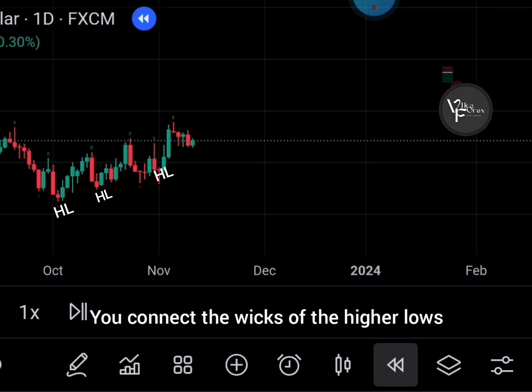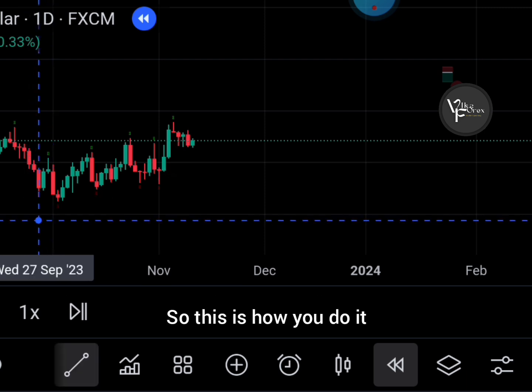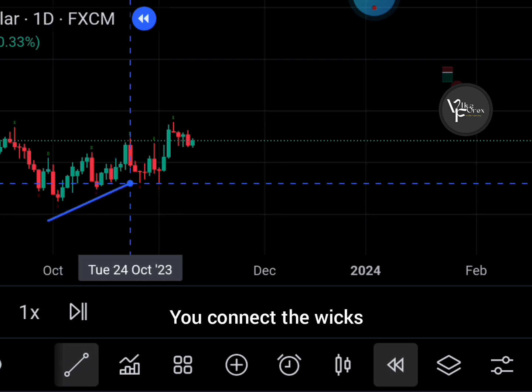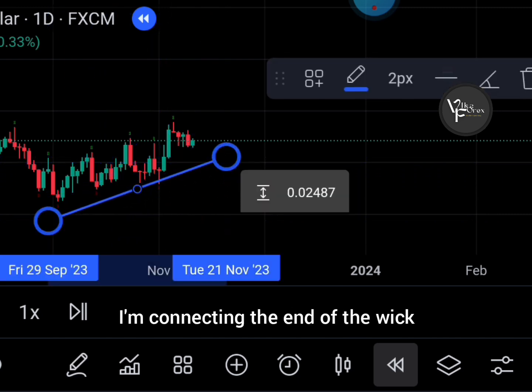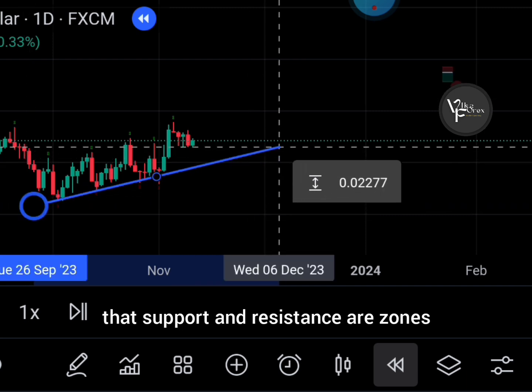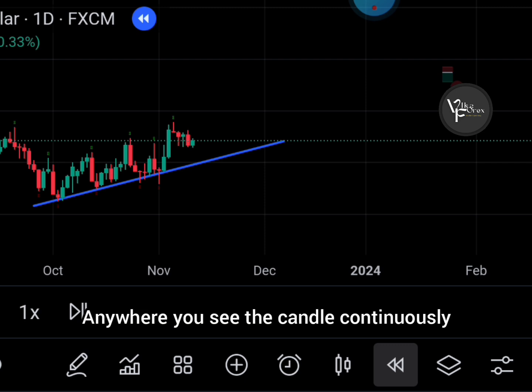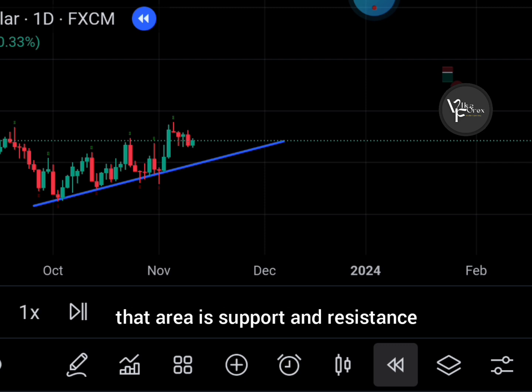You connect the wicks of the higher lows, because those wicks will be formed at a certain region. So this is how you do it. You connect the wicks. I'm connecting the end of the wick, all the candles. Remember, I told you before that support and resistance are zones. Same with the trend line. Anywhere you see the candle continuously stop in direction, that area is support or resistance.